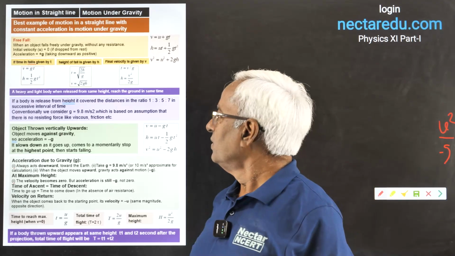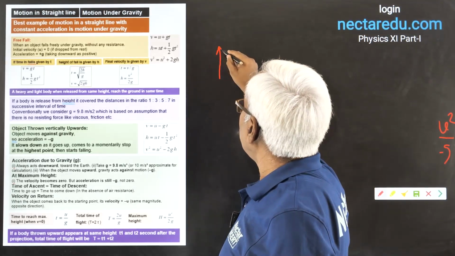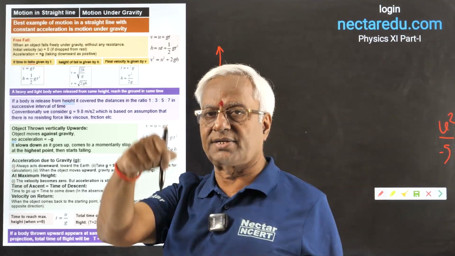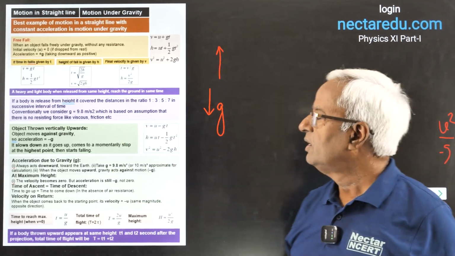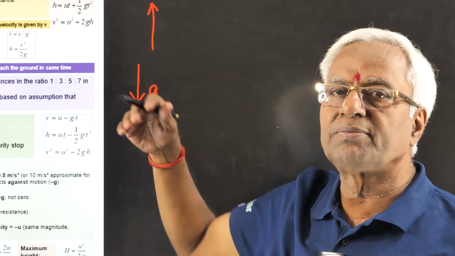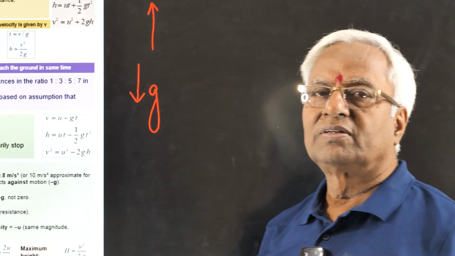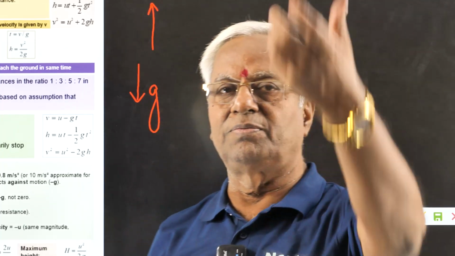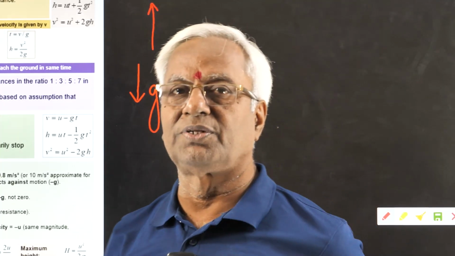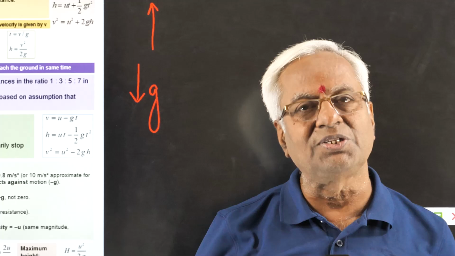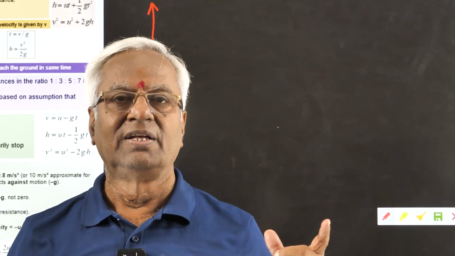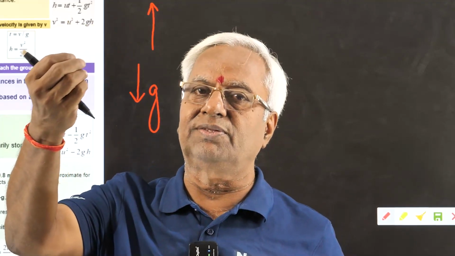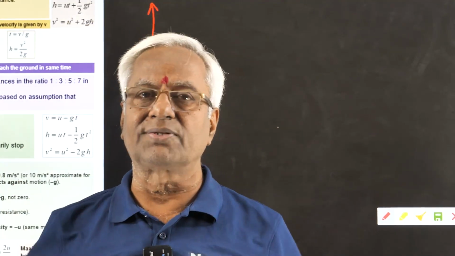In that case, if the body is going upward, obviously this acceleration, which is always directed towards the center of the earth, becomes negative since the body goes upward. It is said that while going upward, g is taken negative, while returning, g is taken positive. It doesn't mean that g changes anywhere on the way. It's simply that the direction of the motion of the body changes. That's why these plus and minus signs.